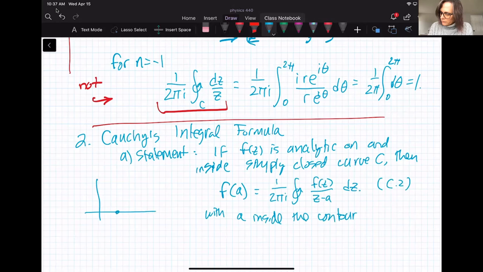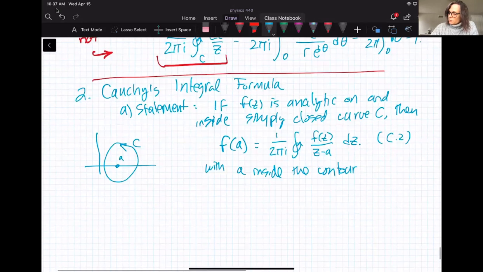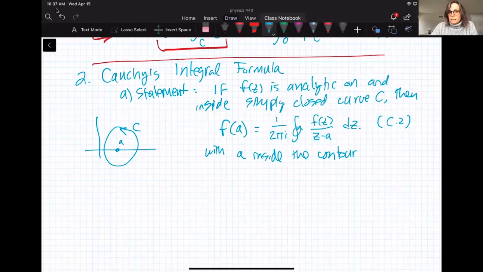And again, what we're looking at is some contour that is simply connected, simply closed, right? And the idea here is that we're going to try and find integrals that look like this. This is f of z, sorry. And it may be that f of z is equal to 1, right? But we're going to be trying to identify cases where we have essentially this form of 1 over z minus a.